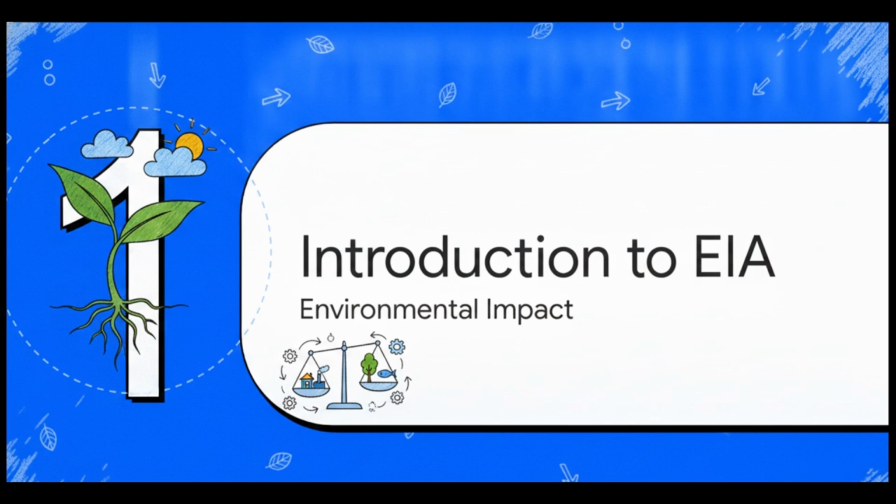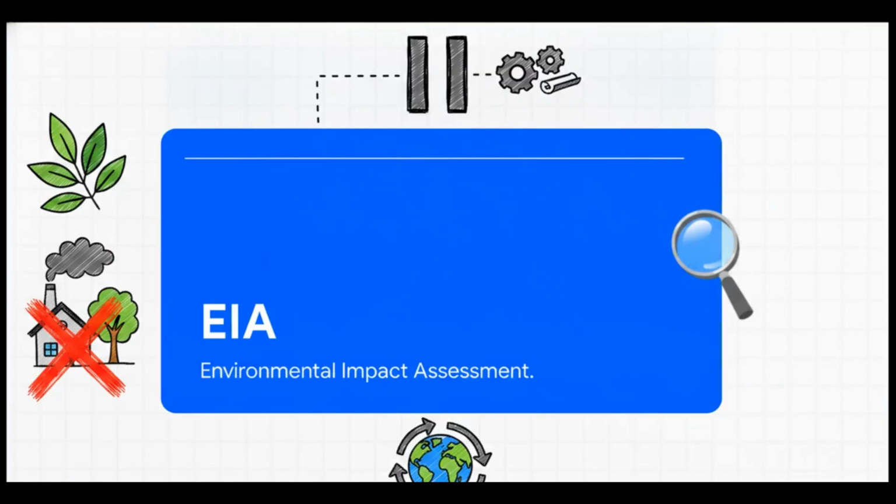What exactly is an EIA? So let's define what we're actually talking about here. At its core, an environmental impact assessment, or EIA, is the formal framework used to evaluate a project's environmental safety. Now, I know it's incredibly easy to look at a highly technical term like this and just dismiss it as dry paperwork or annoying regulatory red tape.